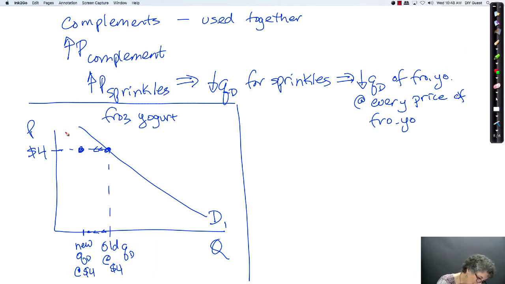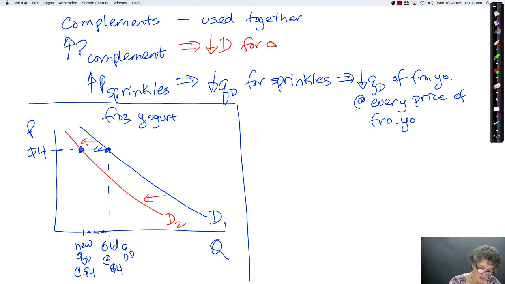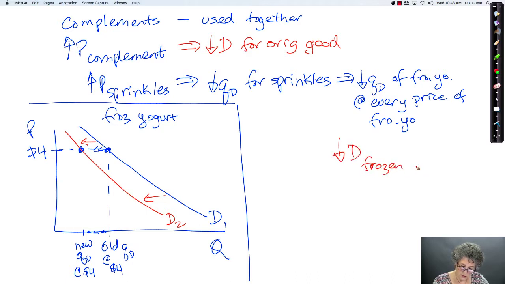And so what's going to happen is the entire demand curve is going to shift to the left. We have a new demand curve at every possible price. So the increase in the price of the complement leads to a decrease in the demand for the original good. So here what we have is a decrease in demand for frozen yogurt.